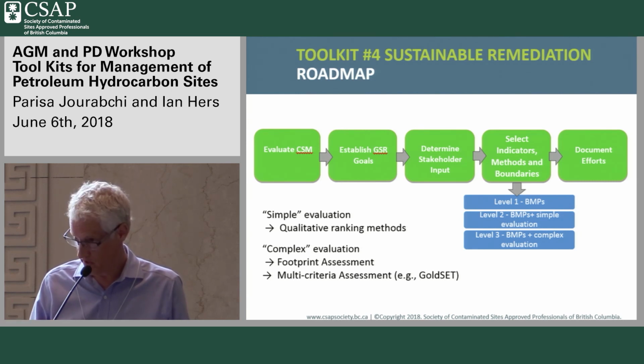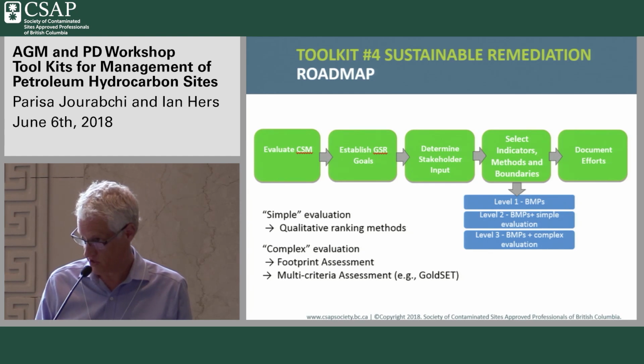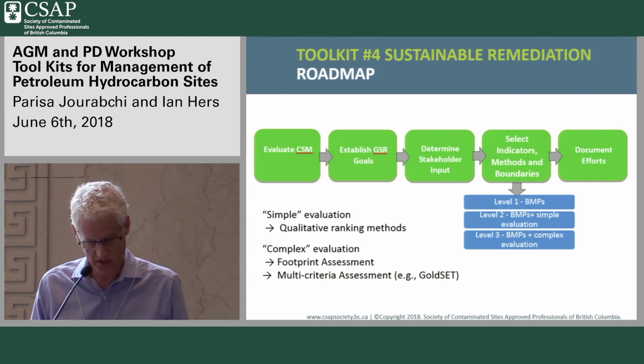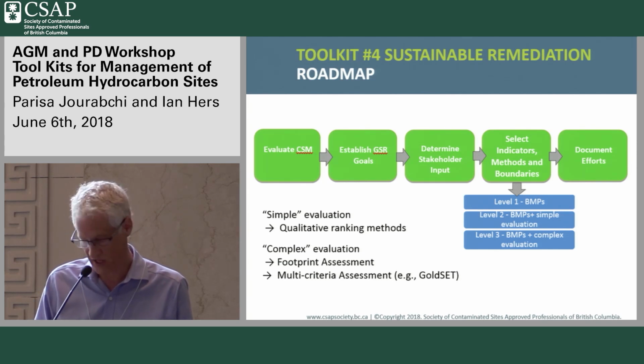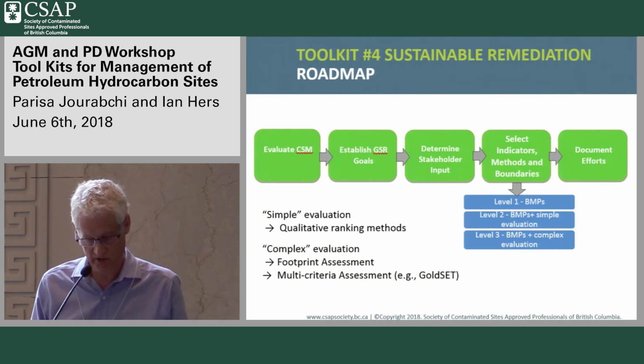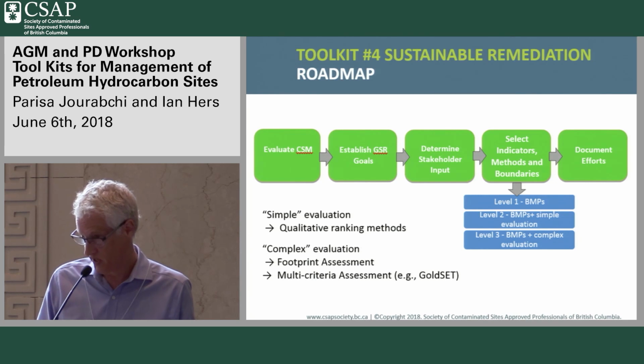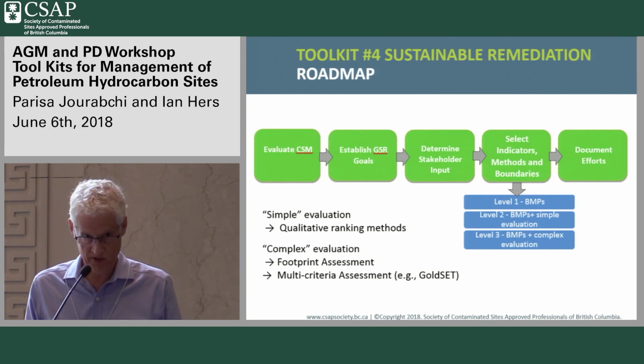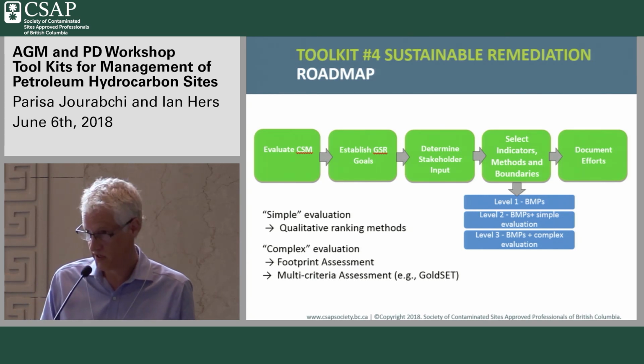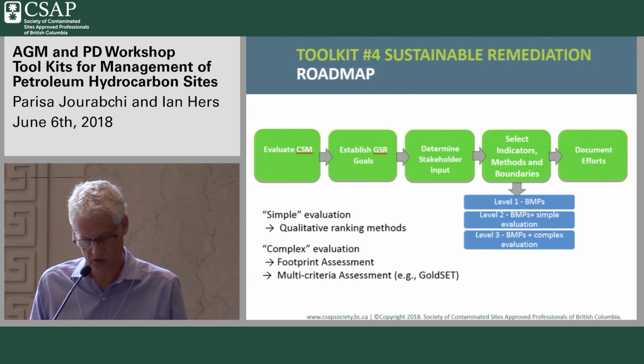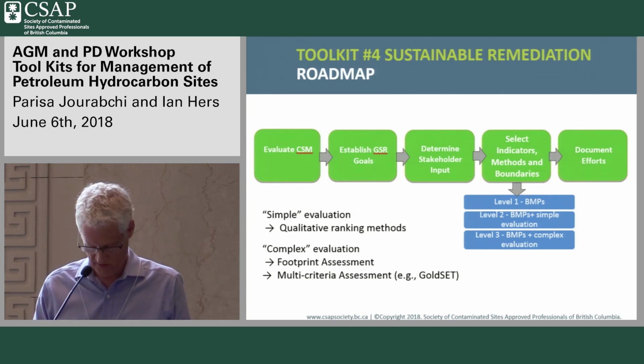Moving on to level 2, you would have sustainable or best management practices and maybe a simple evaluation, a qualitative ranking, perhaps if you're looking at multiple remedial technologies. And then level 3 is a more complex evaluation. You can look at the footprint or multi-criteria assessment. And finally, the 5th step there is to document efforts. If you can't document and monitor and show that you're actually coming up with a sustainable approach, then I think you haven't quite got to where you need to go.